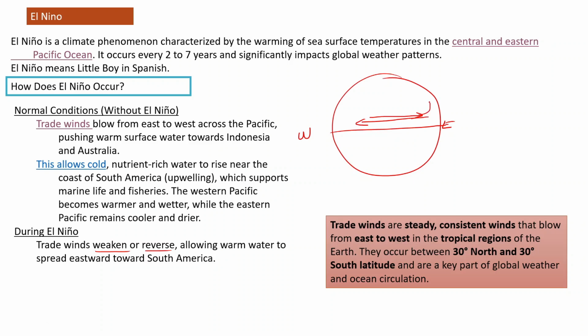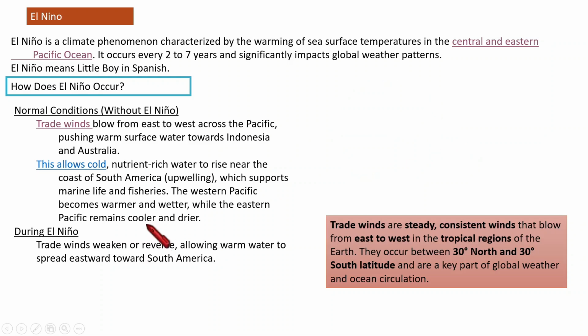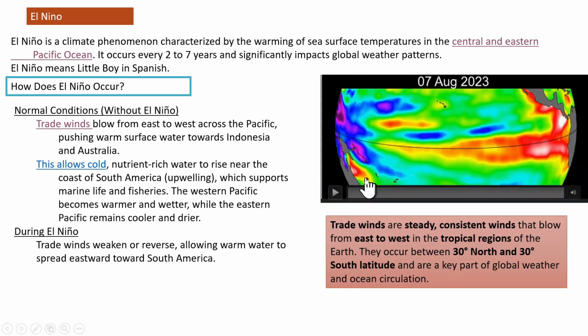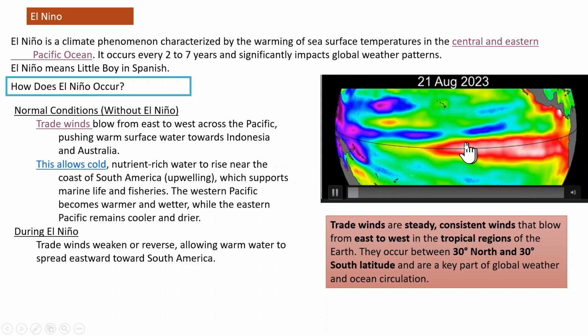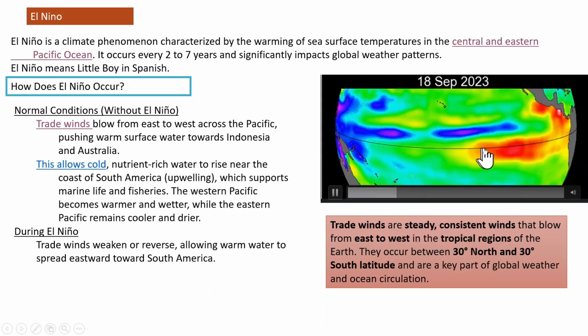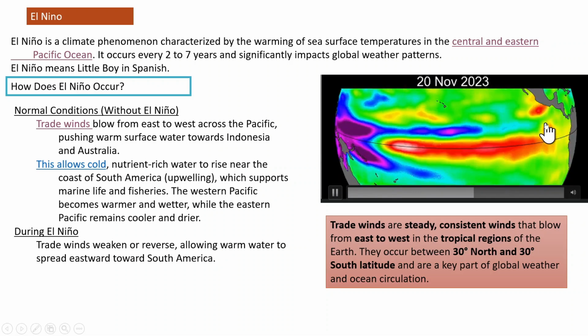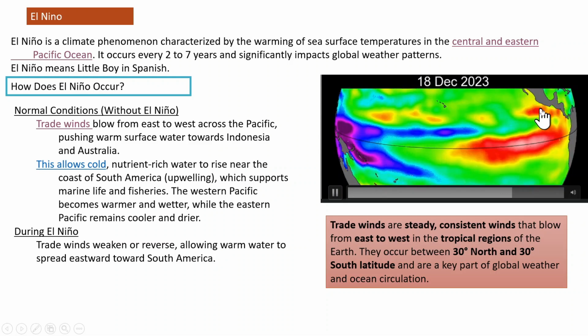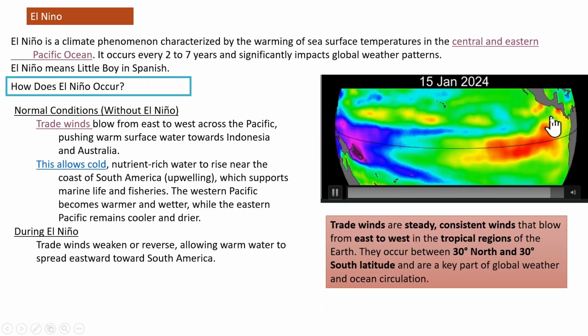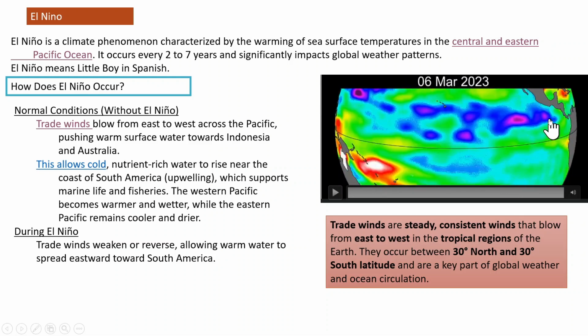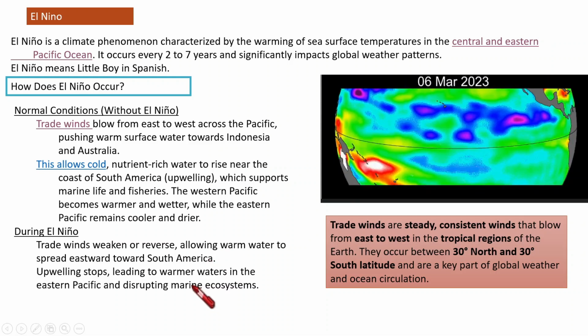It will spread towards the East Pacific. So the trade winds weaken or reverse, allowing warm water to spread eastward towards South America. We can just see here, it's normal and it is weakening, so that red is more spreading. At some point, we can see that red is spreading further east. So that is the climatic phenomenon.